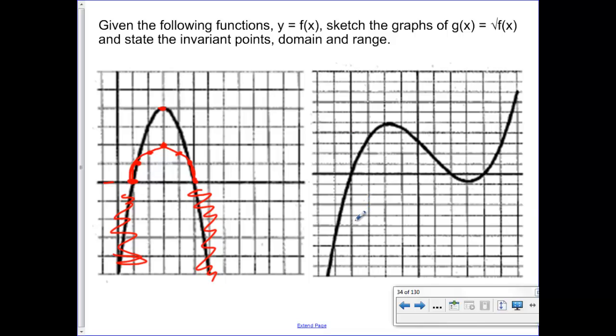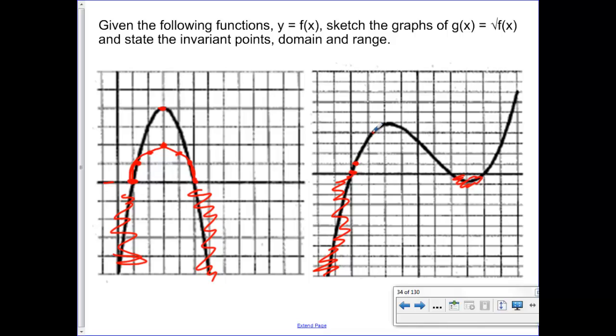Where will this graph not exist? Okay, so this part right here won't work. It also won't work right here. So now start looking at some of your y values. Here there's a y value of 0. It won't move. Here there's a y value of 1. It won't move.